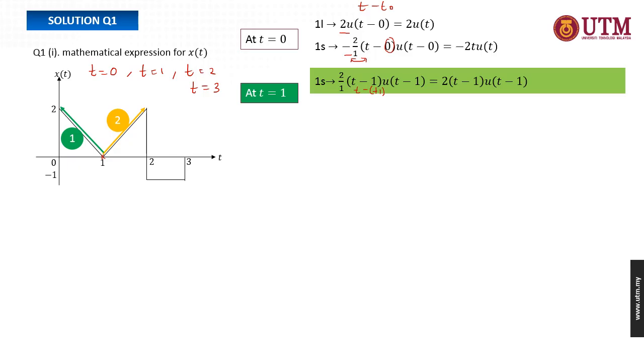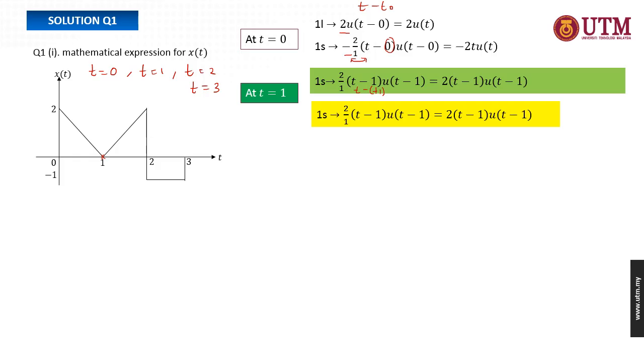Let's write the equation for the slope on the right. Again, it's pointing upward, so it's positive. And then the gradient is 2 over 1, y over x, and then (t minus 1) u(t minus 1). So these are the slope equations when t equal to 1.